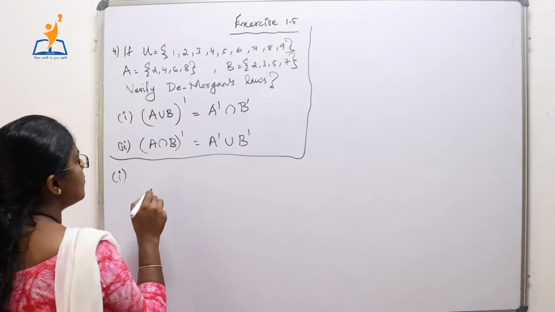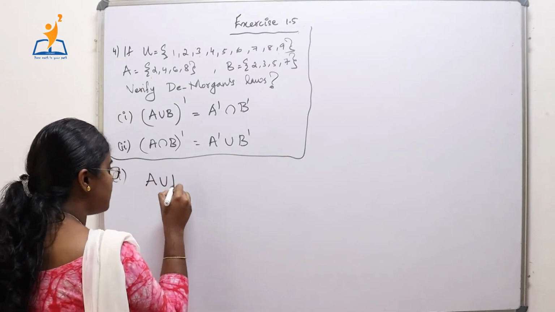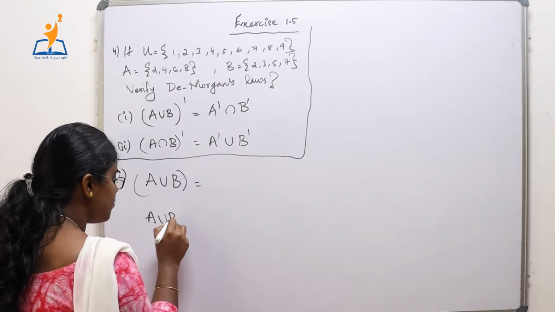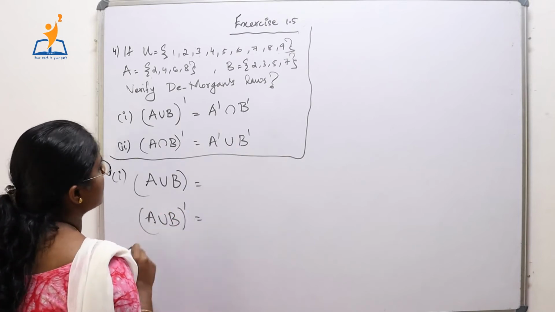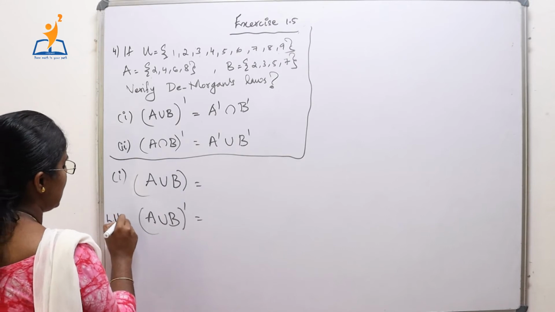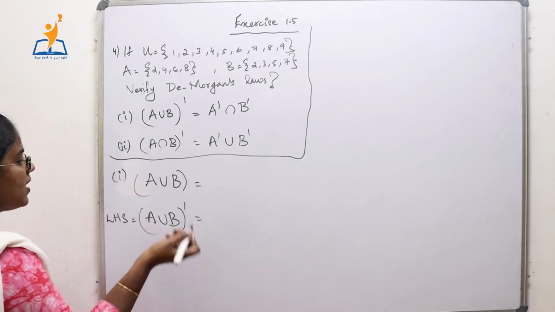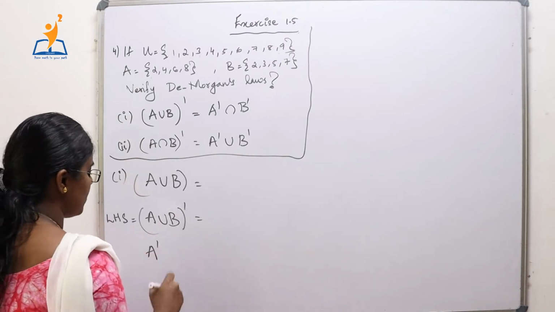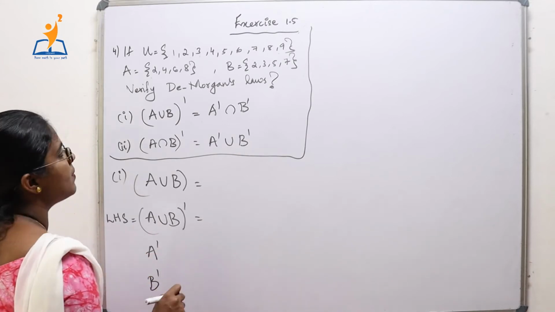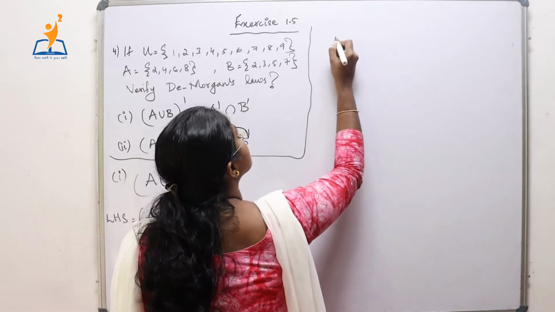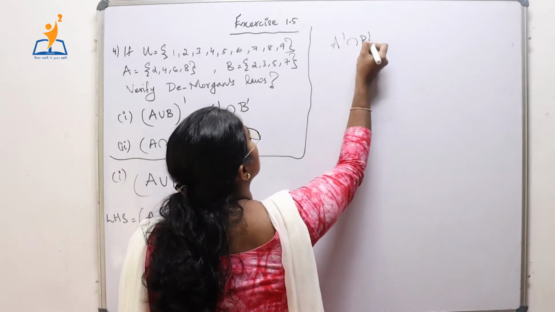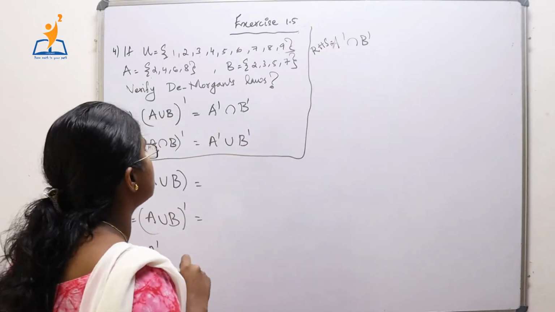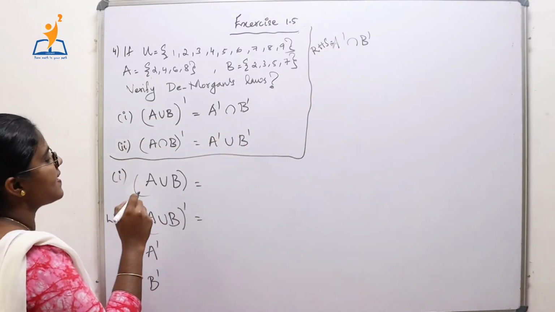For that we need A union B first, and then we can find A union B the whole complement, which is our LHS. Now we want RHS. Therefore first of all we will find what is A complement and what is B complement, and then we will find what is A complement intersection B complement, which is our RHS. So let's do that. What is A union B?